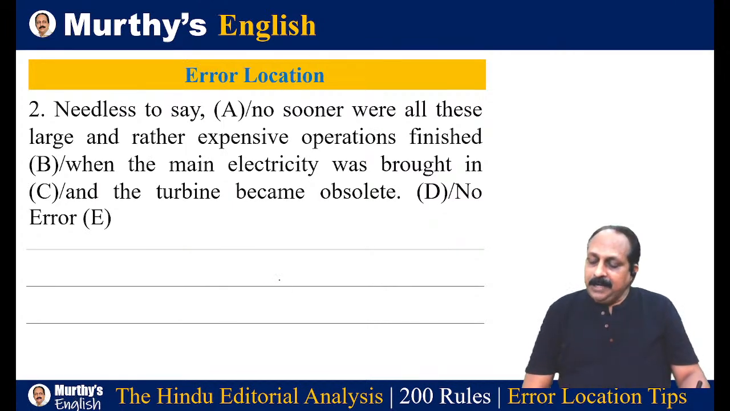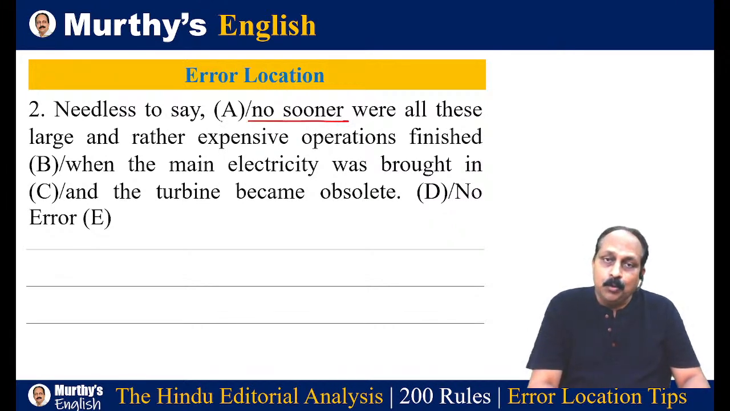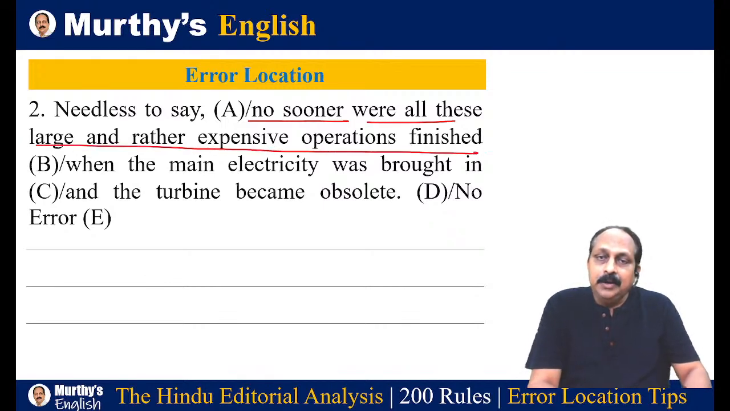Question number two. Please read sentence number two. Needless to say, the moment you come across words like hardly, scarcely, barely, no sooner, two things you have to keep in mind. One, you have to look at the combination, whether the right combination is used or not. And the second dimension, the clause should be in interrogative form. Were all these large and rather expensive operations finished? There is no error here.